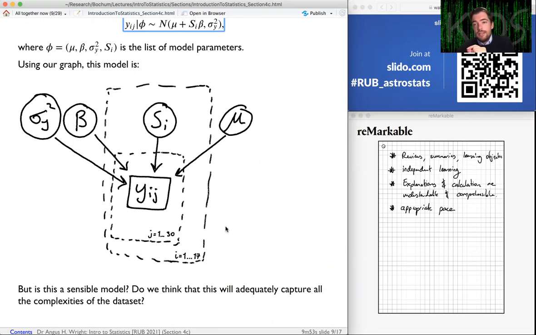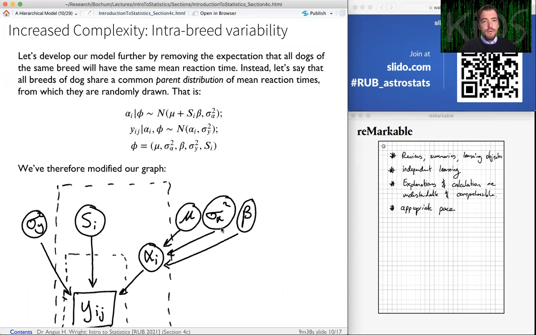Do you think that such a model would accurately capture all of the uncertainty, all of the complexity of the data set that we were just looking at? Well, let's think about a couple of the possible complexities. One of these possible complexities is that we can remove the expectation that all dogs of the same breed will have the same reaction time.